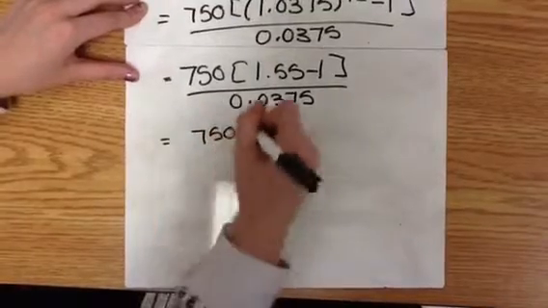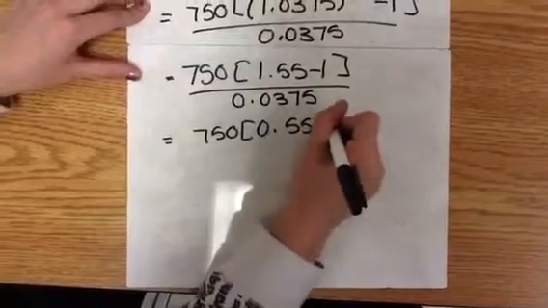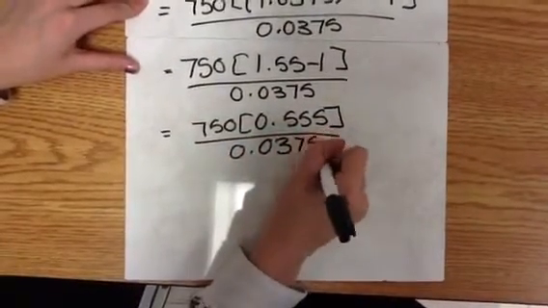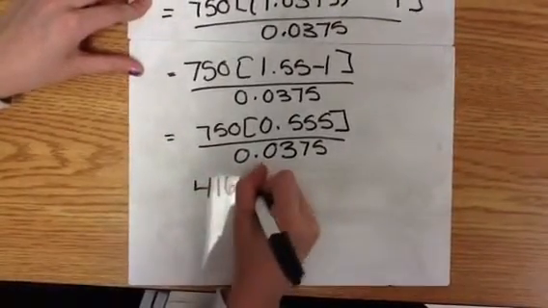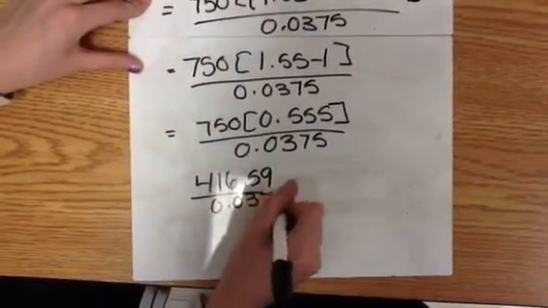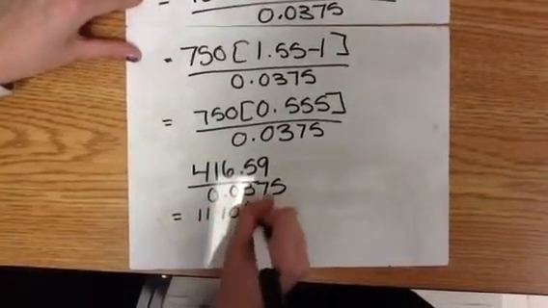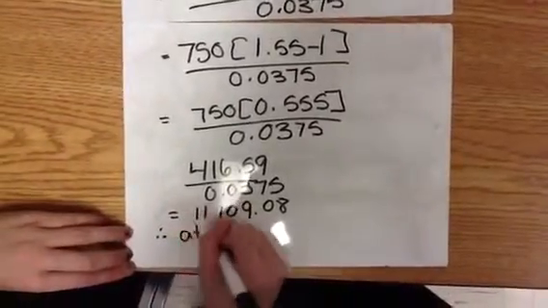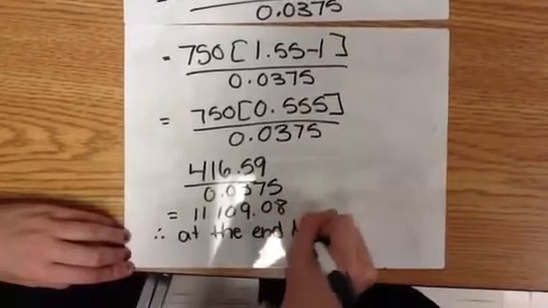And then 750 bracket 0.555 bracket divided by 0.0375, which equals 416.59 divided by 0.0375, which equals 11,109.08, and that's how much you would have at the end.